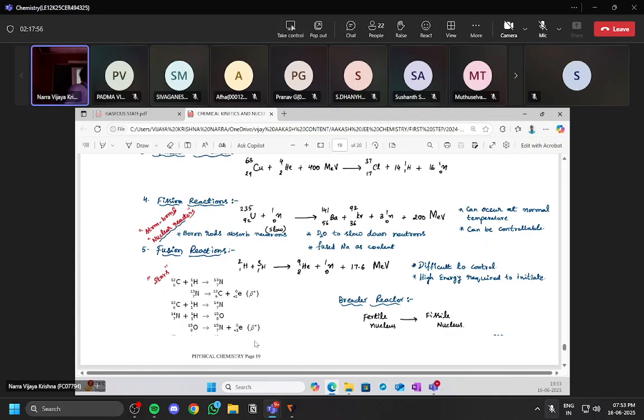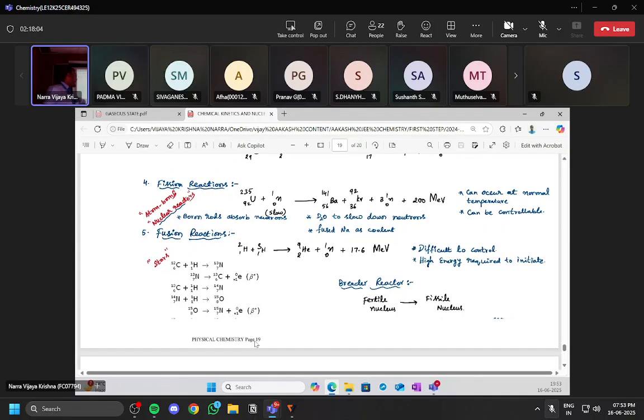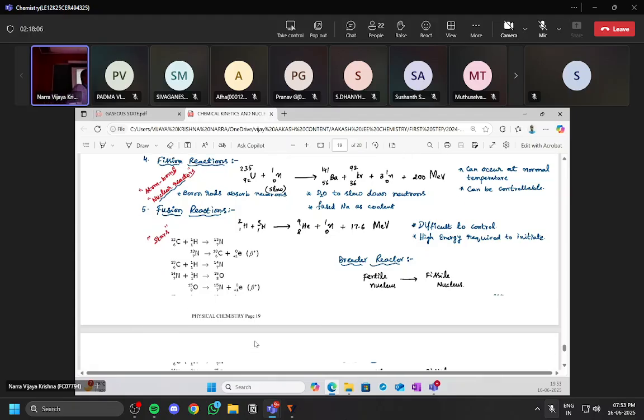So you get barium 141, krypton 92 plus 3 neutrons plus 200 mega electron volts energy. Nuclear fusion reactions: lighter nuclei fuse to form relatively heavier nuclei by emitting energy. Now, if you calculate the energy emitted per nucleon, then the efficiency will be higher for fusion reactions than fission reactions. Right?